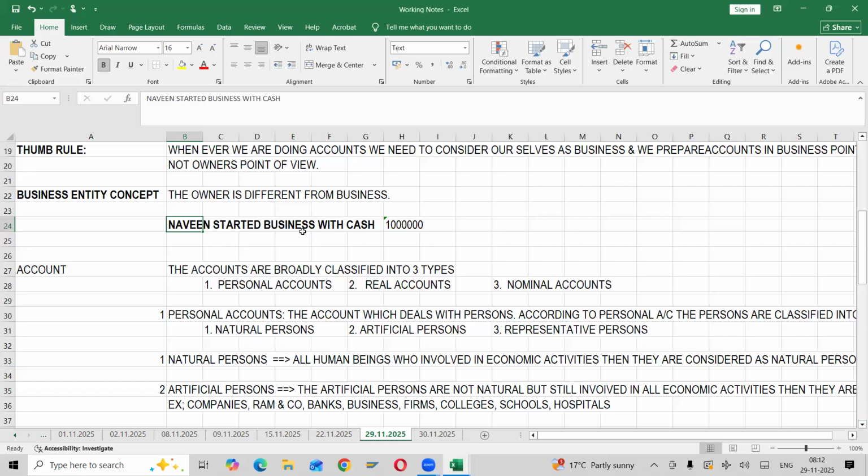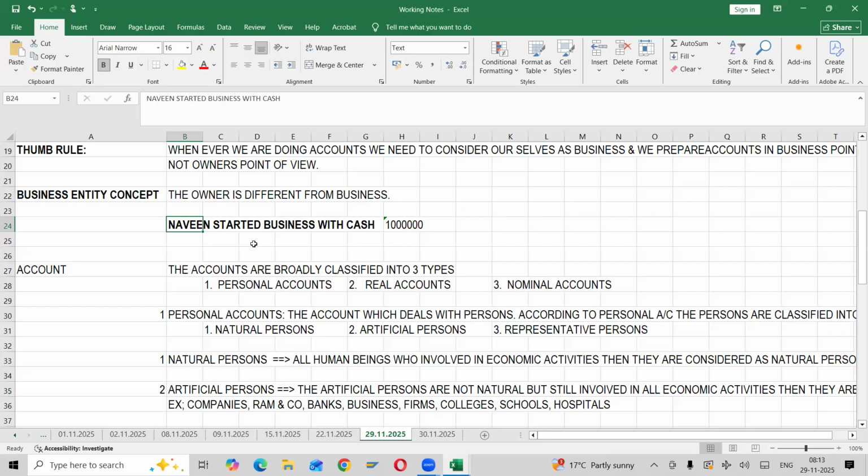Clear? And what is our responsibility? The owner is giving this much amount to us to do our day-to-day activities, purchase, sales, payments, and all those things. So what is our responsibility at the end? To return this amount to the owner, Naveen. Correct? So this is the business entity concept, a simple concept.